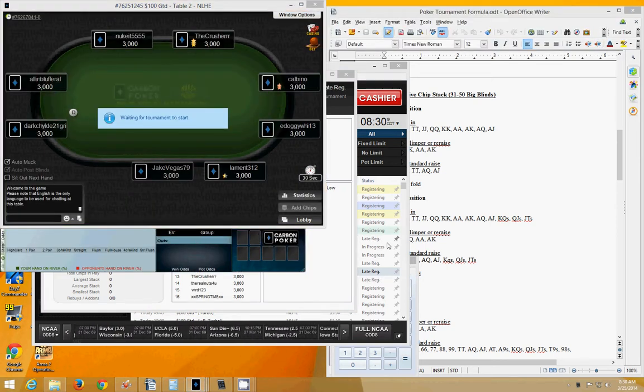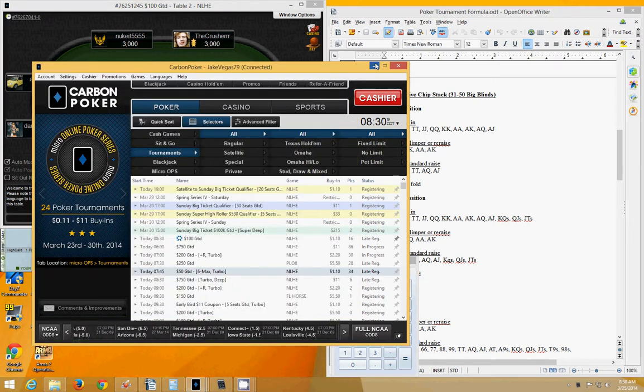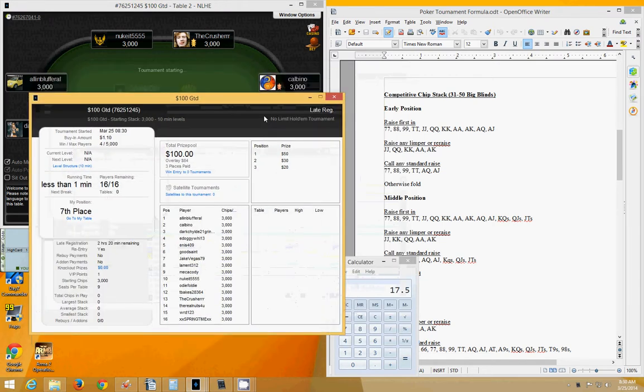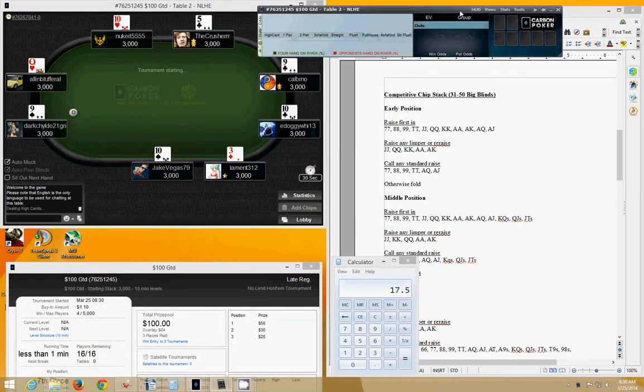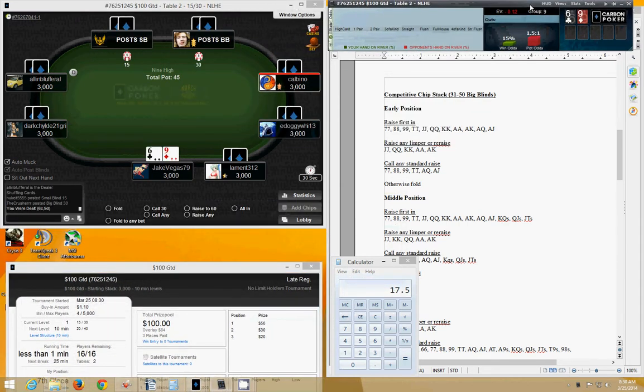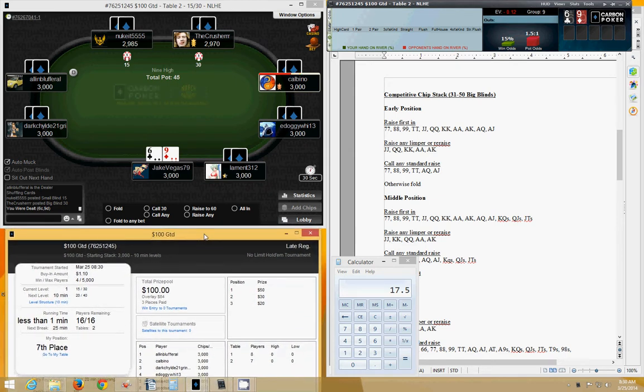And here we are at the table. Go ahead and minimize some of this stuff here. Here's the odds calculator that I mentioned in the previous video. We'll get into what this odds calculator is, what it means, and how to use it here in just a second while we have some downtime.